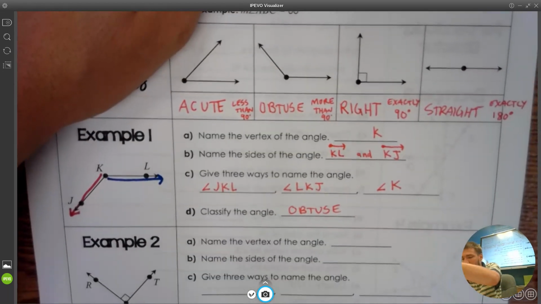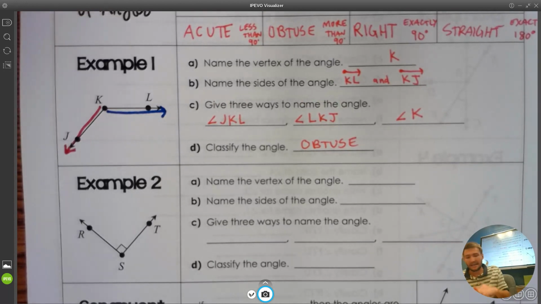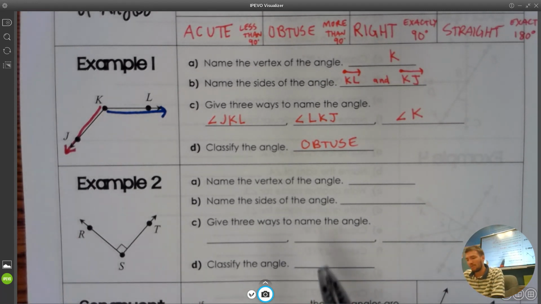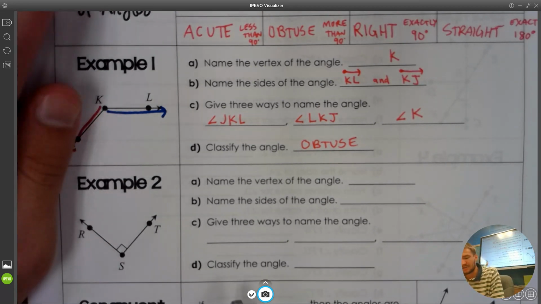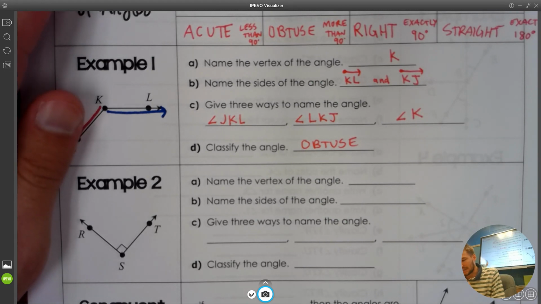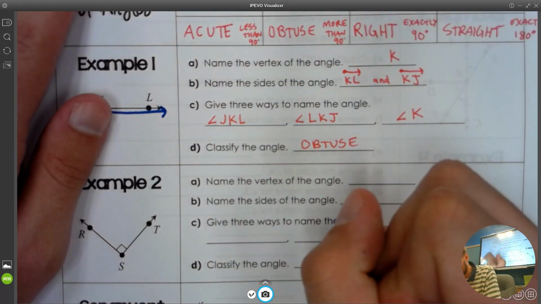Now, example number 2, I'm going to give you a second to do some of these on your own, but I want to start with D, and I want to work on D together really quickly, okay? It says classify the angle. What would you say this angle is if we classified it? I heard pretty much everybody get this. This is going to be a right angle.